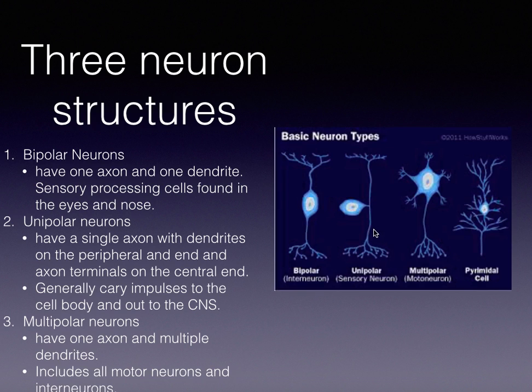Then we also have unipolar neurons. These have a single axon, with dendrites on the peripheral end and axon terminals on the central end. These are going to carry impulses to the cell body and out to the central nervous system. So they're carrying impulses in, to the cell body, and out to the central nervous system. And then we have multipolar neurons. These have one axon and multiple dendrites. So we have one axon here and then multiple dendrites branching off of the cell body. These include all motor neurons and interneurons. This is going to be the bulk of our neuron structure.